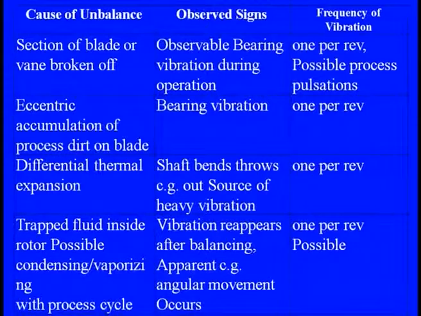Even on the blade side, if you look at the cross-sectional feature of the blade section, or any vane broken off, we can clearly see the vibration when we look at the signature of the bearing, and the process with pulsation can create the exciting frequency. Or any eccentricity from accumulated dirt in the blade, or if any fluid is trapped inside the rotor, maybe due to condensation or vaporization, then we can have a clear vibration response even after balancing all these masses with the center of gravity.